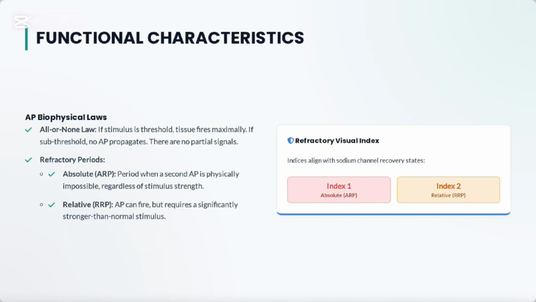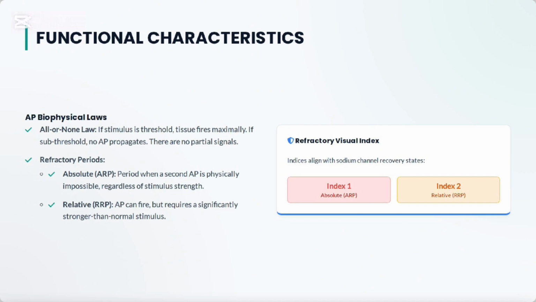Simple explanation. Action potentials follow strict physical laws. All-or-none law: if a stimulus is strong enough, the cell fires at 100% capacity. If it's too weak, it doesn't fire at all. There are no partial or weak electrical signals.